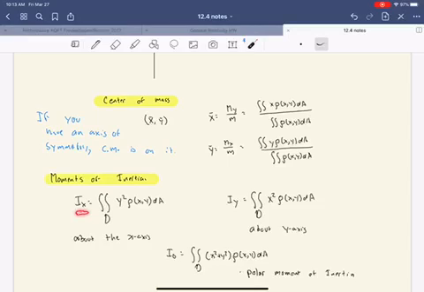To calculate it, the moment of inertia about the x-axis is just y squared rho(x,y). So just like M sub x had y in it, I sub x is going to have y squared in it. Just like M sub y had x in it, I sub y is going to have x squared in it. And then you also have this polar moment of inertia.